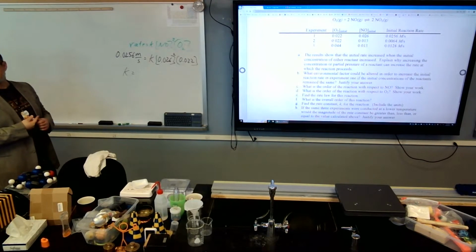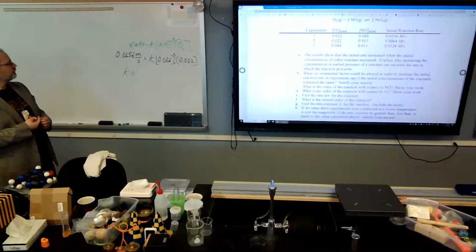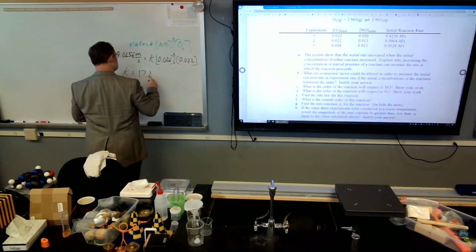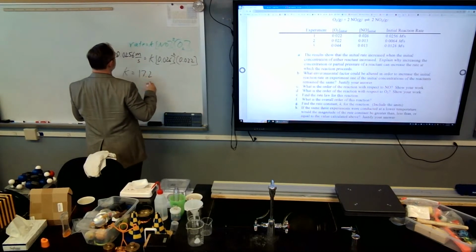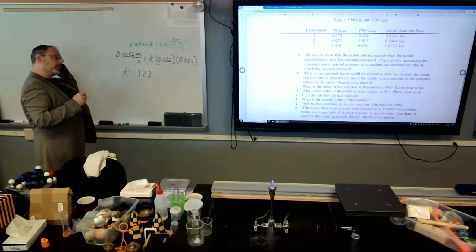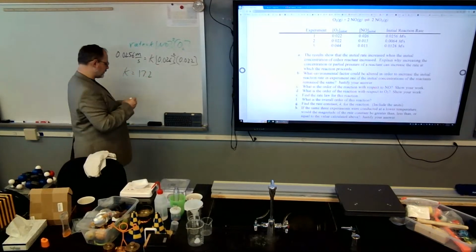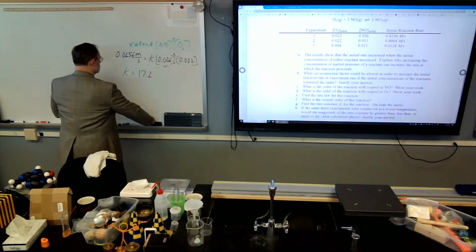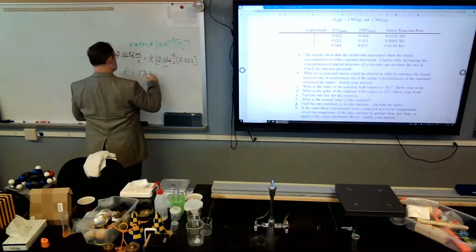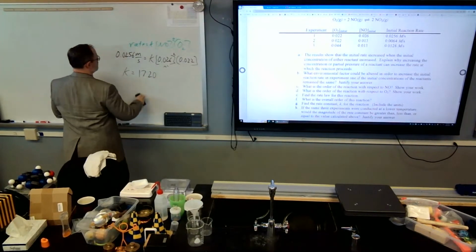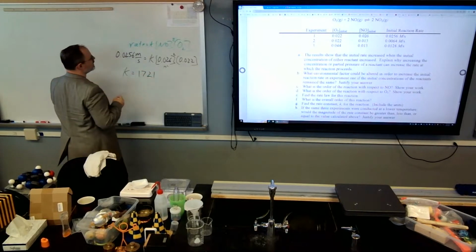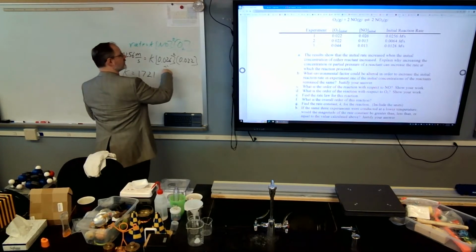Does your work kind of look like my work? 1721, I believe. Am I good? 17.2. Okay, so I'll take it. 17.2. And then our units. Again, this is going to be squared molarity. Oh, 1721 as in 1700. I won't round sig figs right now. 1721. Okay.